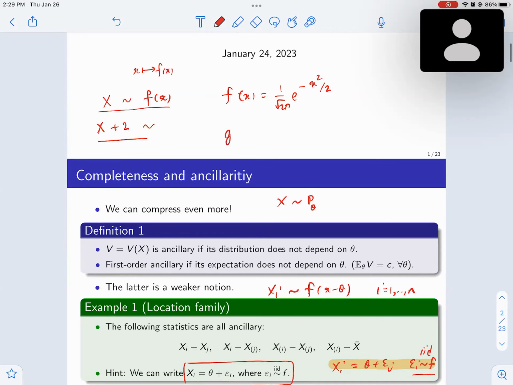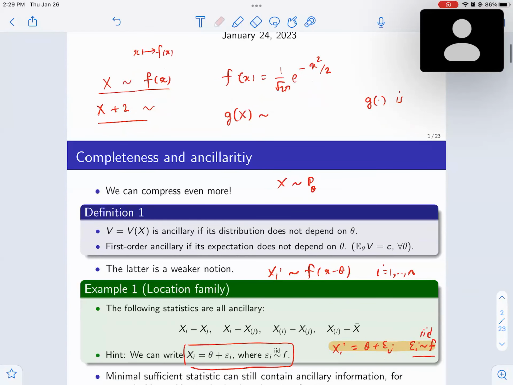Let's say I have a general function g of x. Let's say g is monotone, one-to-one, basically a bijection, smooth, with derivatives and so on. Do people remember what the formula is? Something like f of g inverse times the absolute value of the derivative.